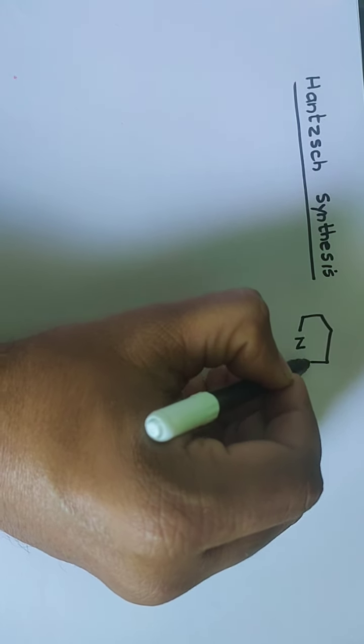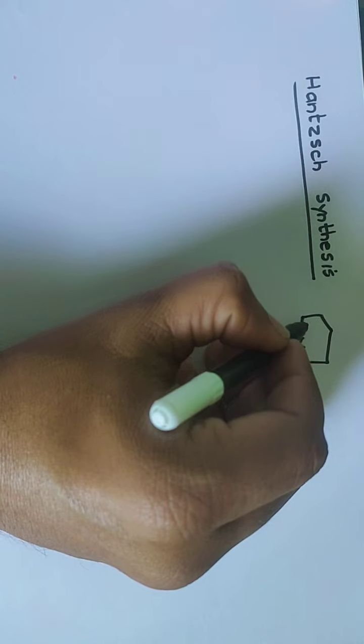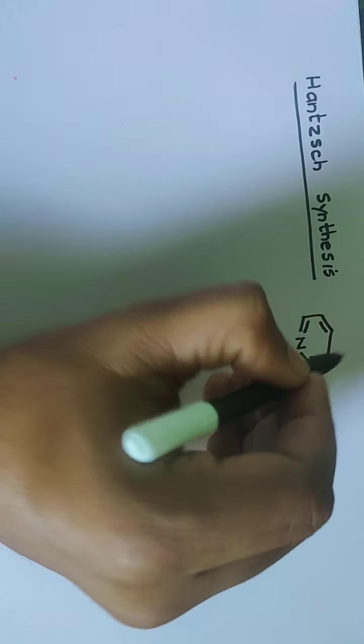This is a pyridine molecule, right? Hope you know this because we have discussed the aromaticity of pyridine. So this is a pyridine molecule. This is a 6-member heterocycle. Pyridine can be synthesized from beta ketoesters or beta carbonyl compounds, which on condensation with aldehyde and ammonia yield a dihydropyridine derivative, which on oxidation with nitric acid yields a pyridine derivative.